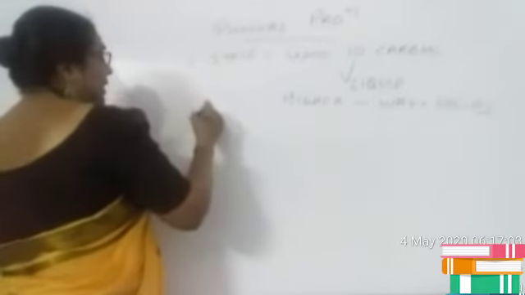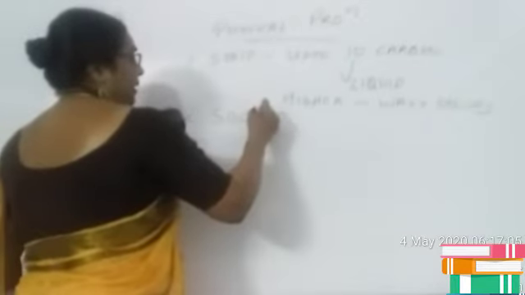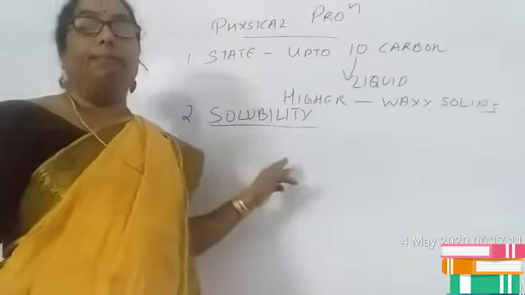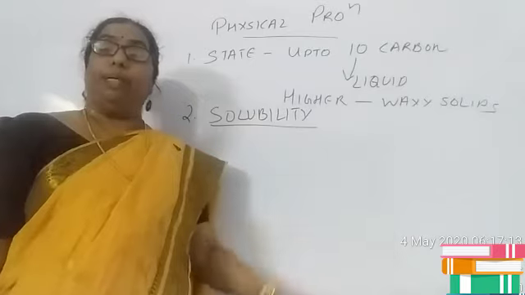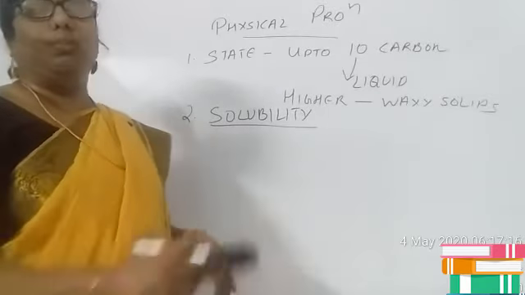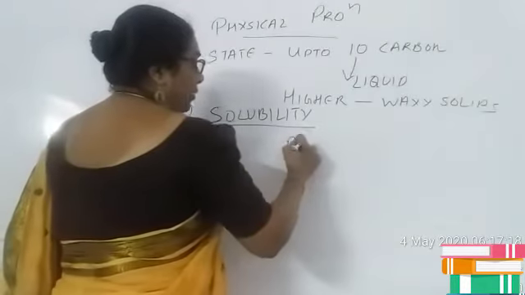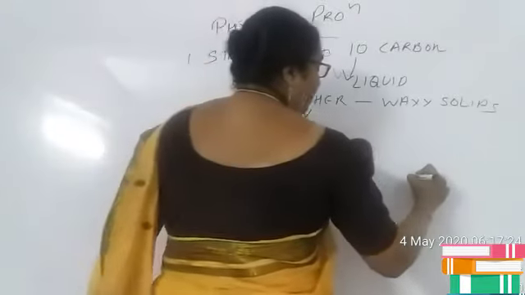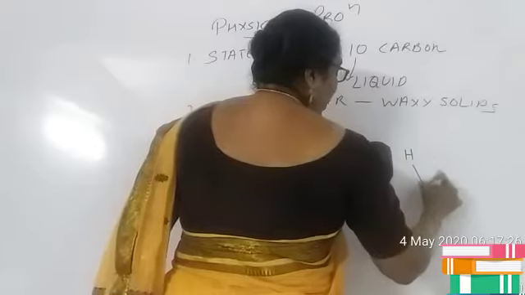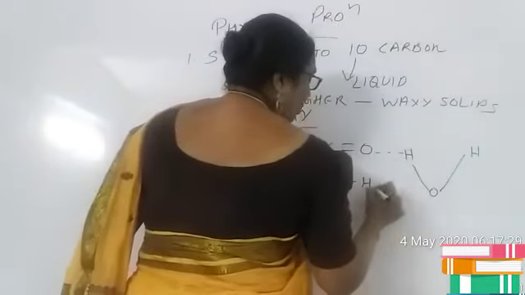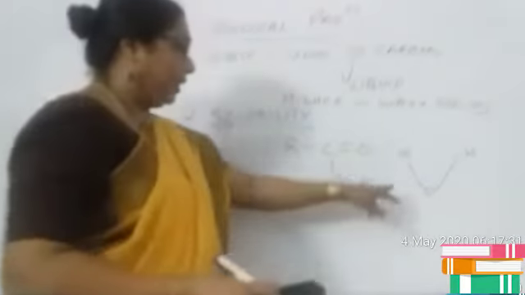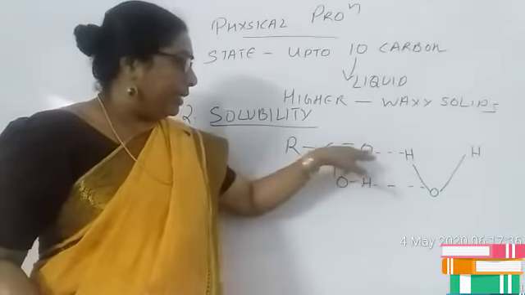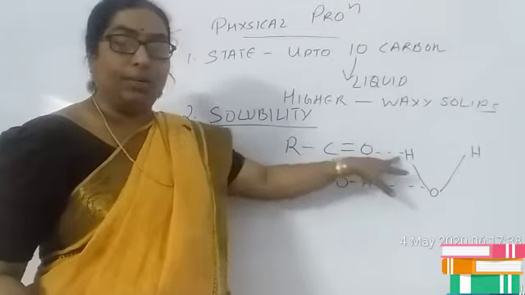Second point, we can discuss about solubility. Already we have seen that whenever an organic compound is soluble in water, it means they are able to form hydrogen bond with water. Here you can see that carboxylic acid is able to form hydrogen bond with water. This is how the hydrogen bond will be forming with water. This is one molecule of water which forms hydrogen bond. This dash we can see as hydrogen bond.